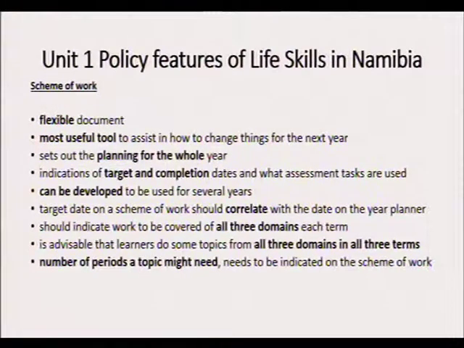The target date on a scheme of work should correlate with the date on the year planner. It should indicate the work to be covered over all 3 domains each term. It is advisable that learners do some topics from all 3 domains in all 3 terms. The number of periods a topic might take is also indicated in the scheme of work.